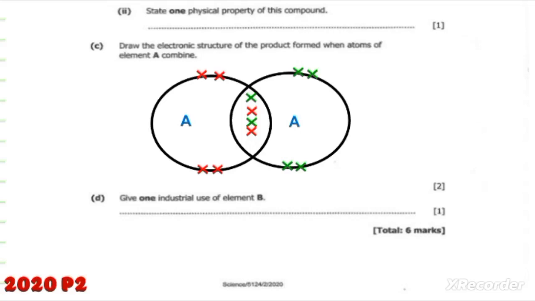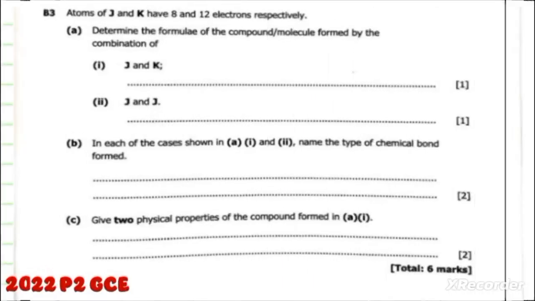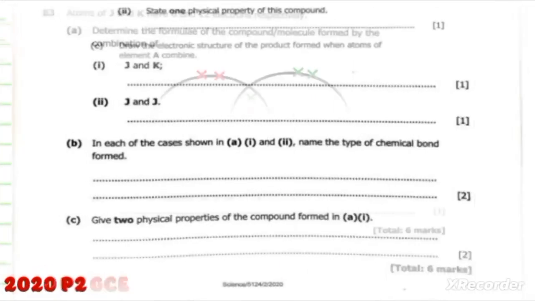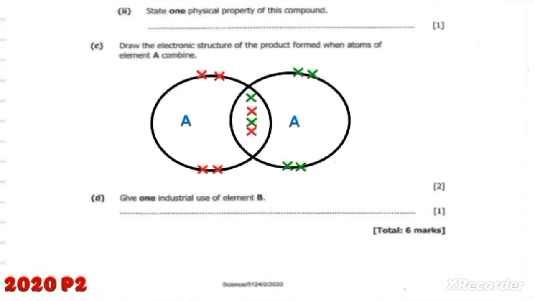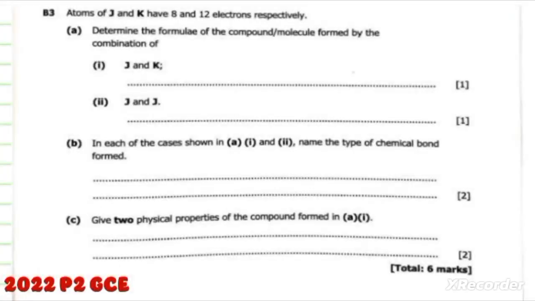Question D. Give one industrial use of element B. Okay. So element B, this is oxygen, and oxygen has a lot of uses.